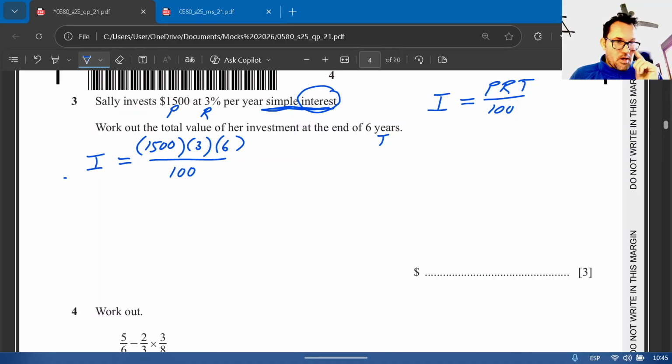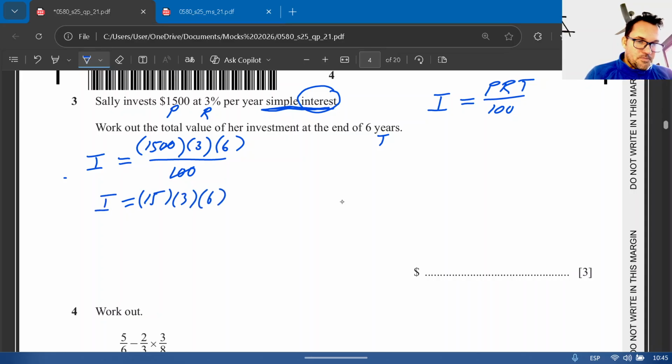Now, there are different ways of doing this. Remember, with times and divide, you can do things in any order. So we can divide this by 100 already. Basically, we can cancel this 100 with that. So we're left with 15 times 3 times 6.